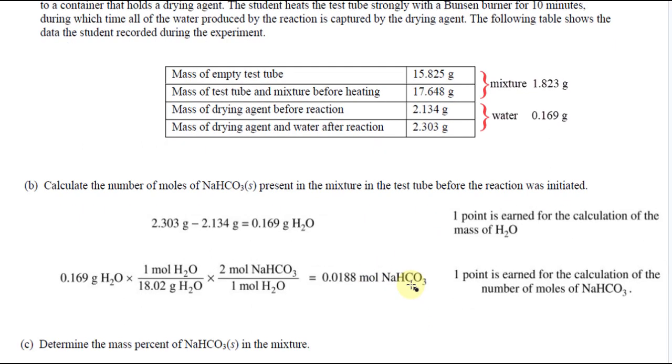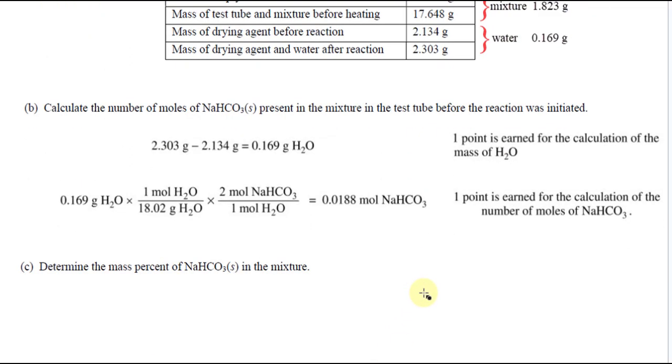Determine the percent mass of sodium hydrogen carbonate in the mixture. Now, we've got the mass of the mixture, and this says calculate the mass percent. We need to have the mass of the sodium hydrogen carbonate. That's going to be the next part of the problem. So we've got the moles of sodium hydrogen carbonate. All we've got to do is change the moles into grams and use this mixture.